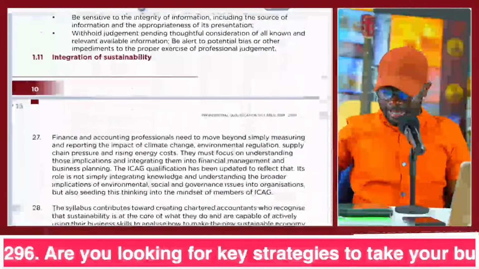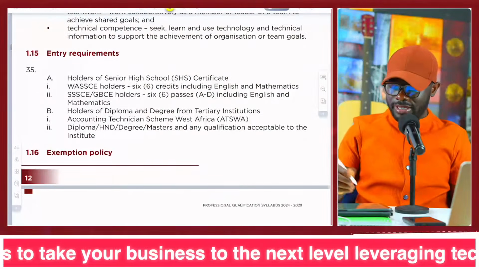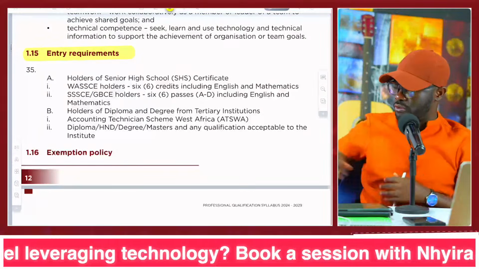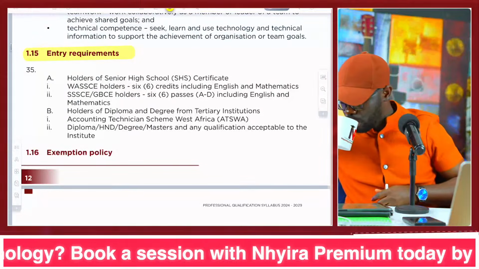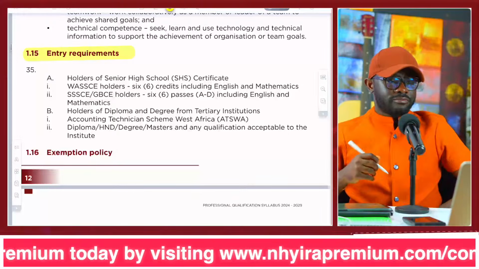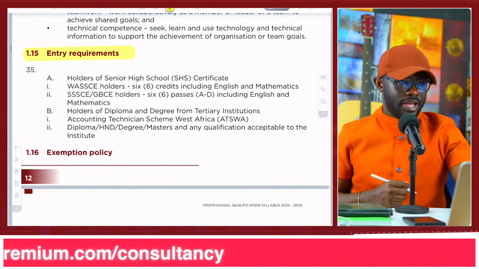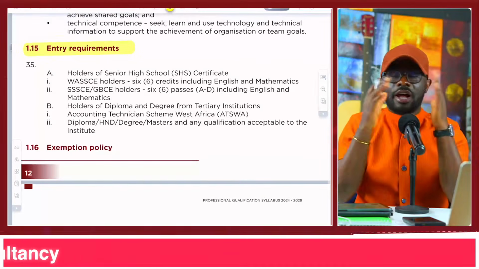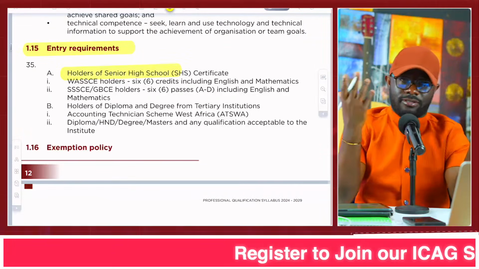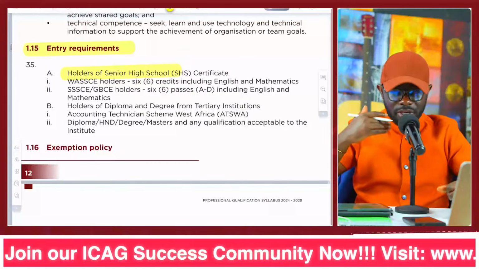Then the last thing is, how do you get into this society, if I can put it that way? The entry requirement. This is a question that we have also received, so I want to address that as well. When it comes to the entry requirements, you can come in from wherever you are coming from. But the starting point will be SHS, at least your C6. That will be the starting point, and so that means you are starting from level 1.